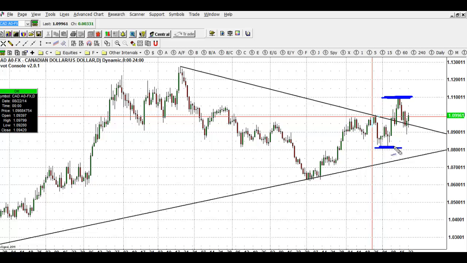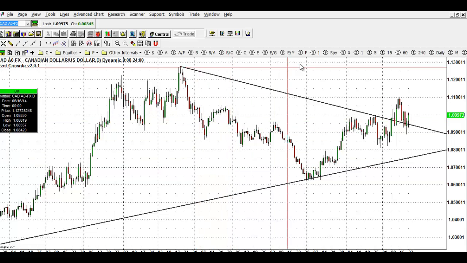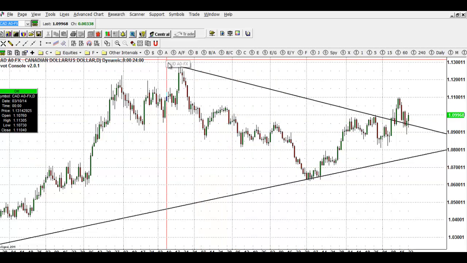Support comes in at 108, this previous low, and at 107.50, this trend line, and at 106.15, this previous low. So those are the support areas. Resistance is at 111 and ultimately up near the 112.86 high. So that's what we're keeping an eye out on for the Canadian dollar.